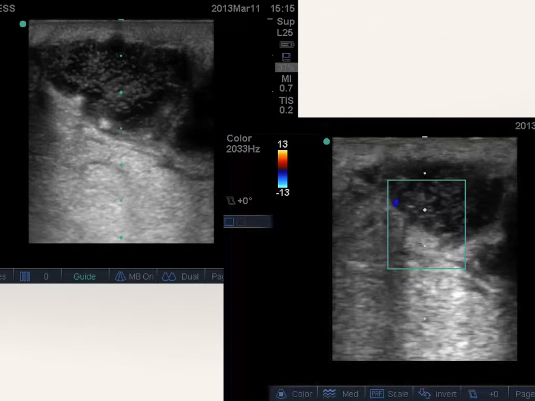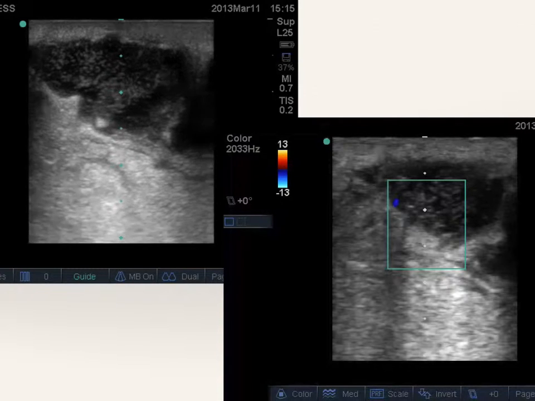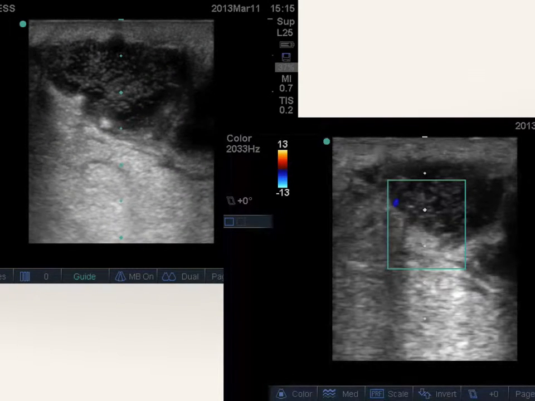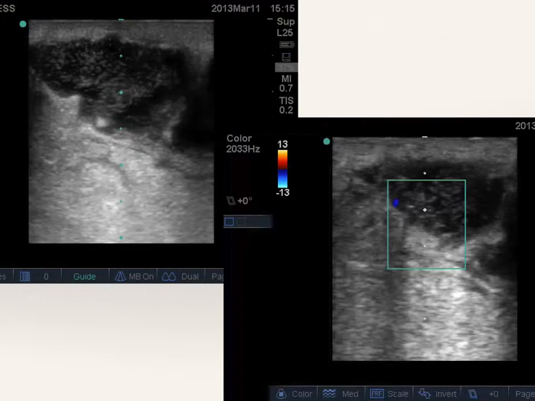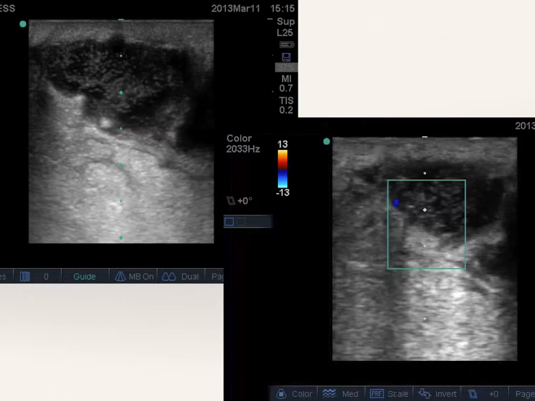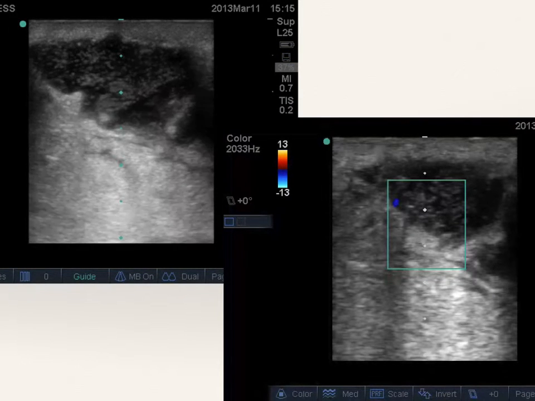How about this area? Do you think it's an abscess? So again, we have what appears to be an anechoic or maybe even a hypoechoic fluid collection within the subcutaneous tissues. It has irregular borders.